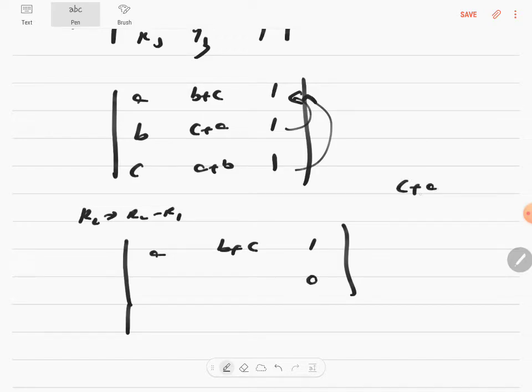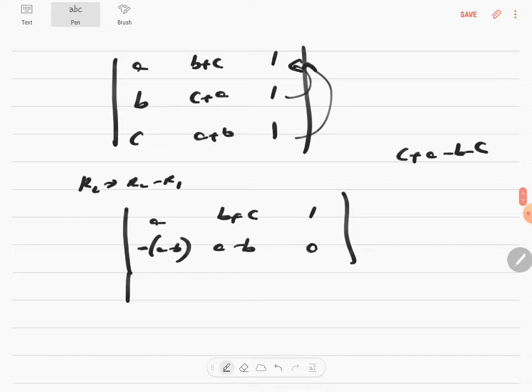C plus A minus B minus C. It's A minus B and B minus A, which can be written as minus of A minus B. So I can do row 3 is row 3 minus row 1. So C minus A plus B minus B minus C is A minus C. So I can write this as minus of A minus C, and this will become 0.